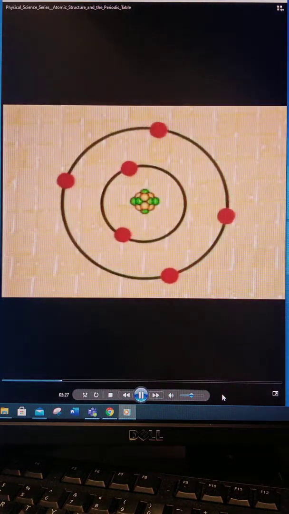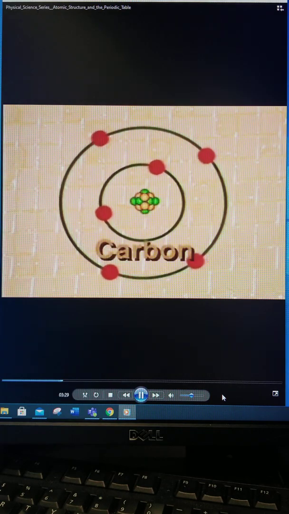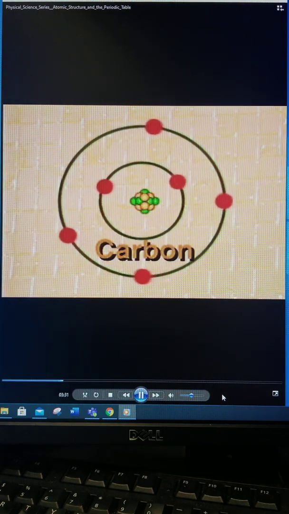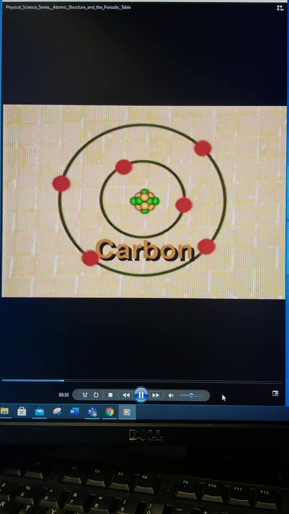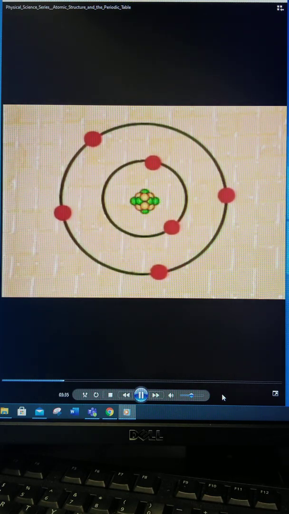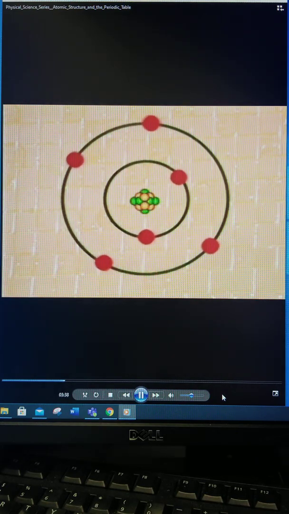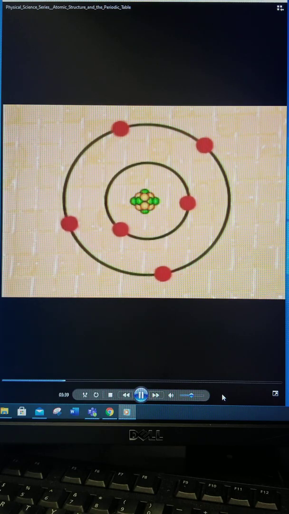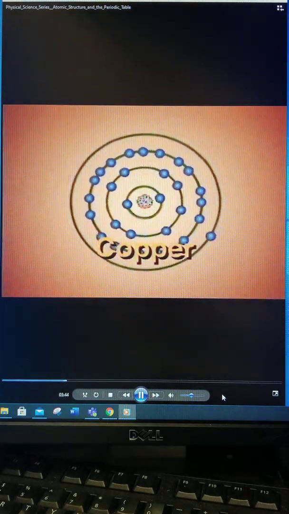All atoms of carbon have the same atomic number of 6. The atomic number also equals the number of electrons. Therefore, carbon also has 6 electrons, seen here in red. Copper, a different element, has an atomic number of 20.